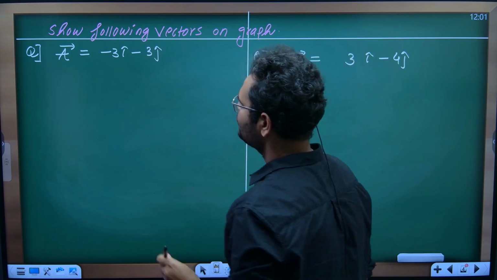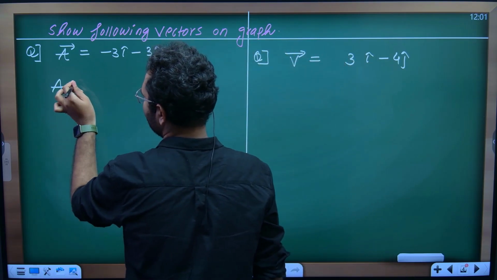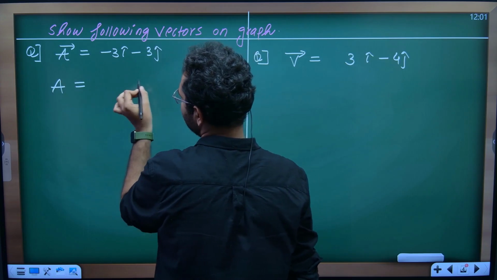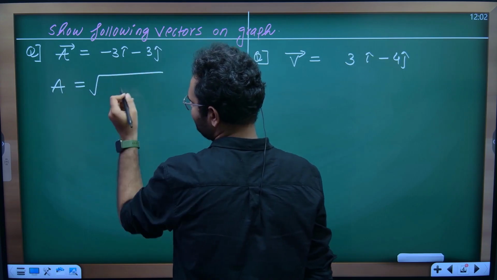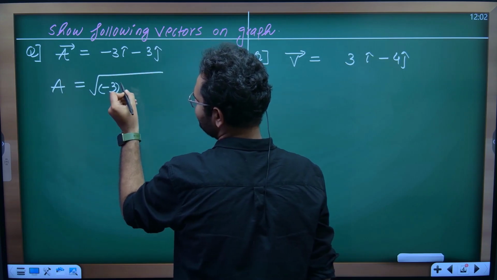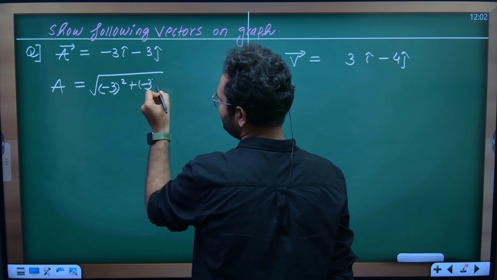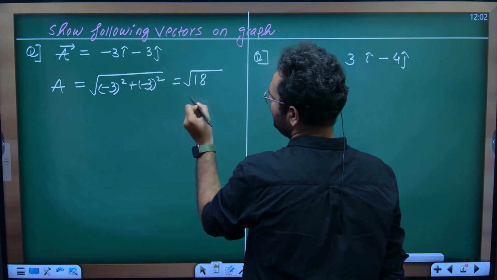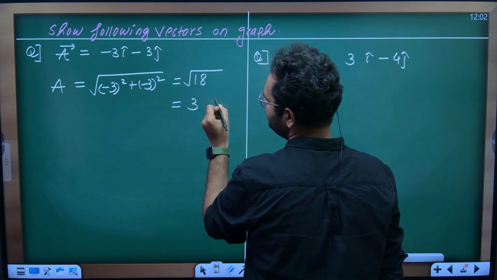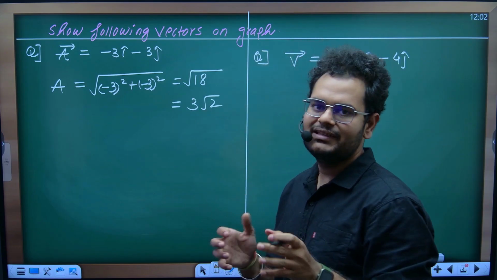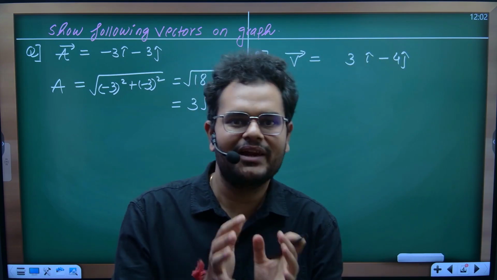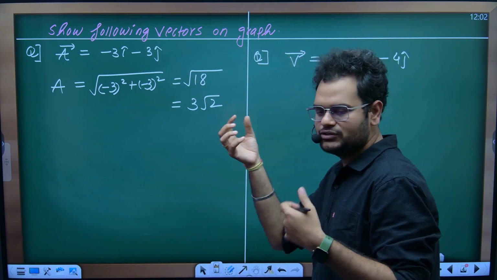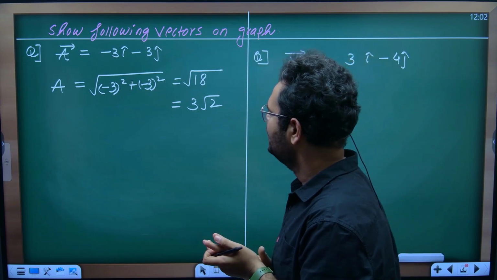Okay. So what is the length of mother? The length or magnitude of a vector is simply the under root of ax square plus ay square. That is minus 3 square plus minus 3 square. Are you getting it? What is this? Under root of 18. How can you write under root of 18? 3 root 2. 18 is simply 9 into 2. 9 will come outside the root, so it will be 3 root 2.